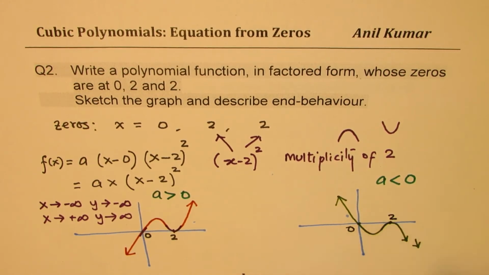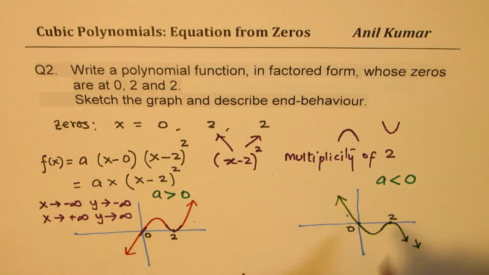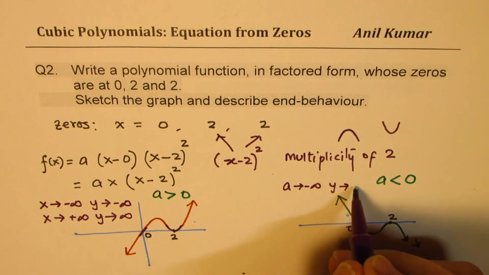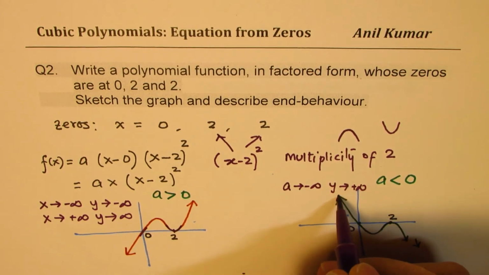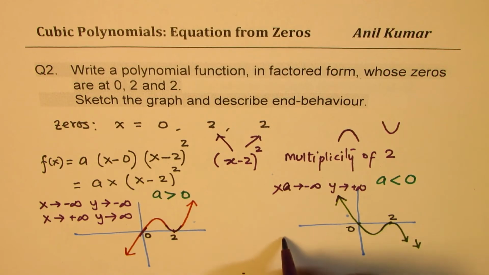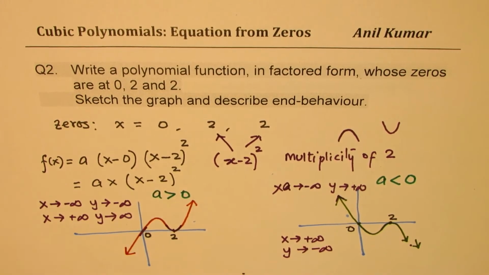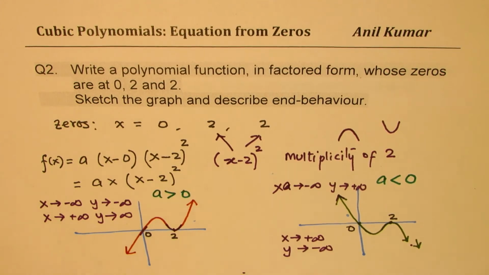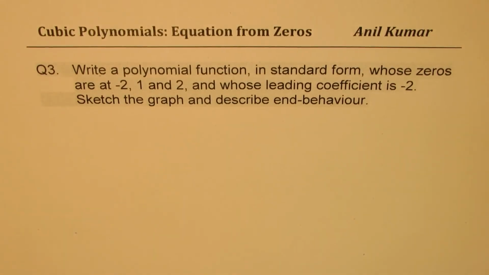So these are the two points, and you can write this end behavior as when x approaches negative infinity, y approaches positive infinity. You can see that part, correct? And when x approaches positive infinity, y approaches negative infinity, that is this side. So that is how you could describe the end behavior of the cubic function. So I hope this part is absolutely clear. Now let's move ahead and take question number 3.